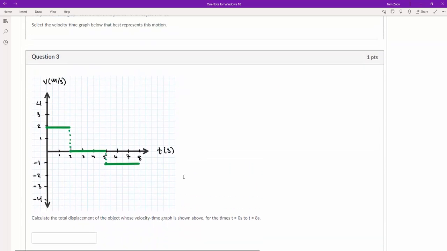Our problem number 3, now we're given a velocity graph. We're asked for the total displacement. All right, well, we were just doing this in class today. The displacement should be equal to the velocity multiplied by the amount of time that goes by.